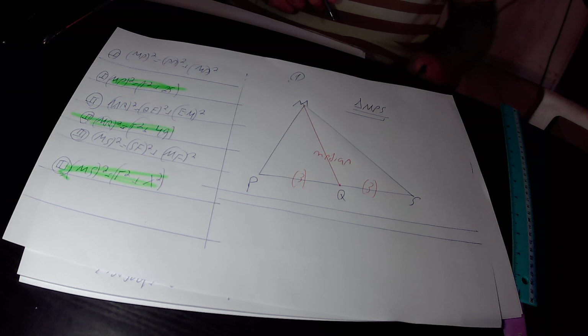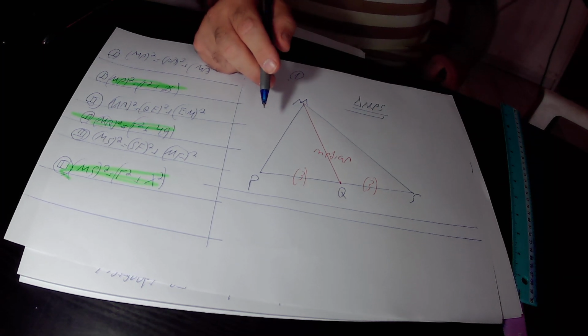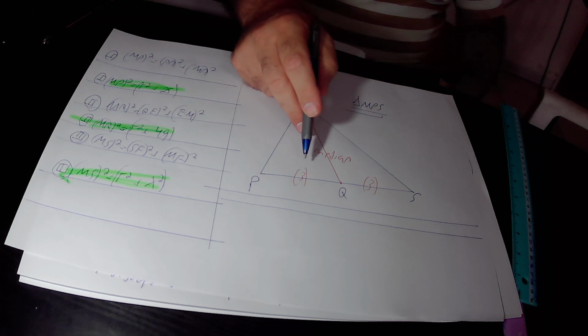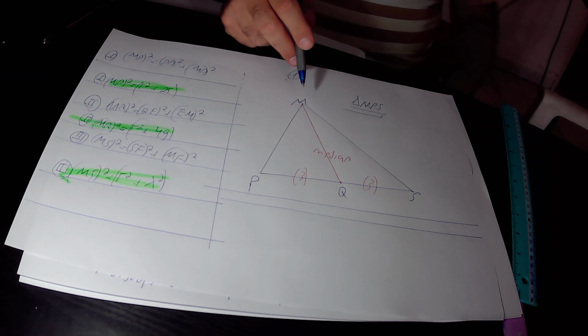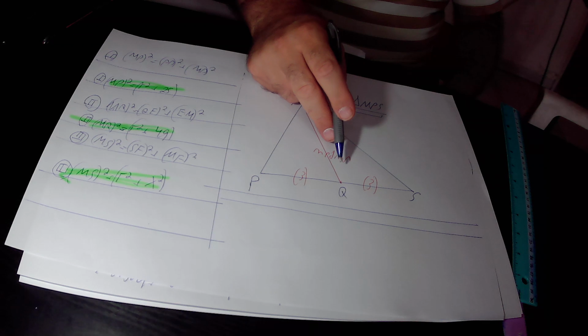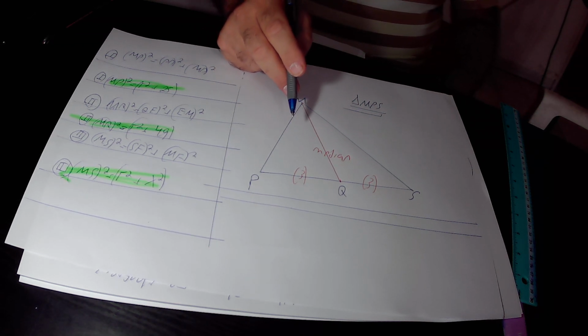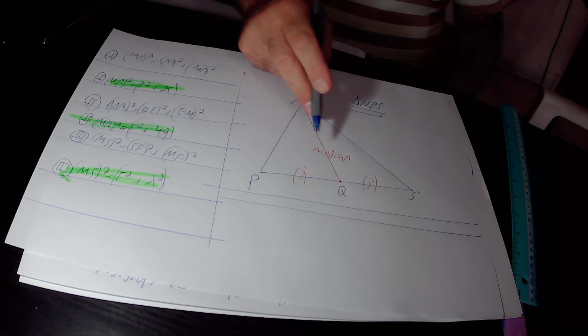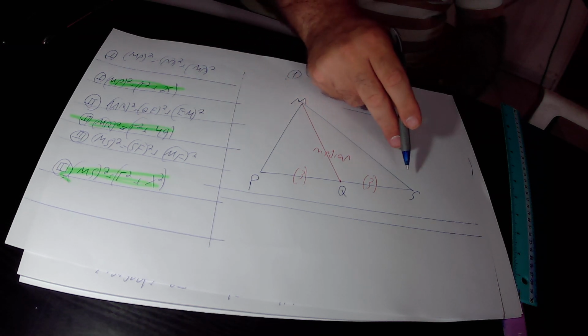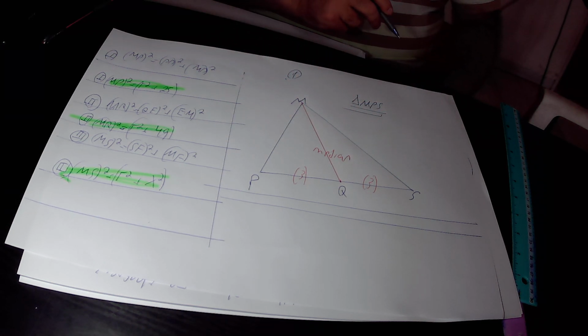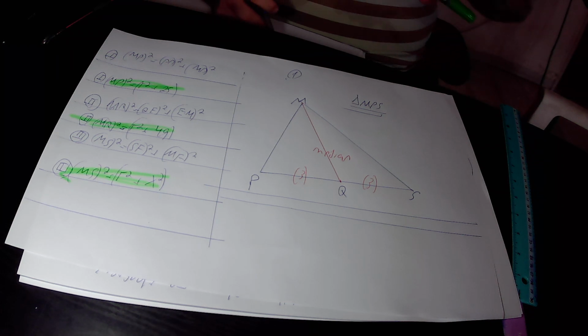Why is the midpoint of side PS Q? Because PS in total equals 3 plus 3, that is 6. And at point Q, side PS has been bisected into two halves. Each half equals 3 units. PQ equals 3 units, and QS equals 3 units in length. So the median MQ bisects the opposite side PS.